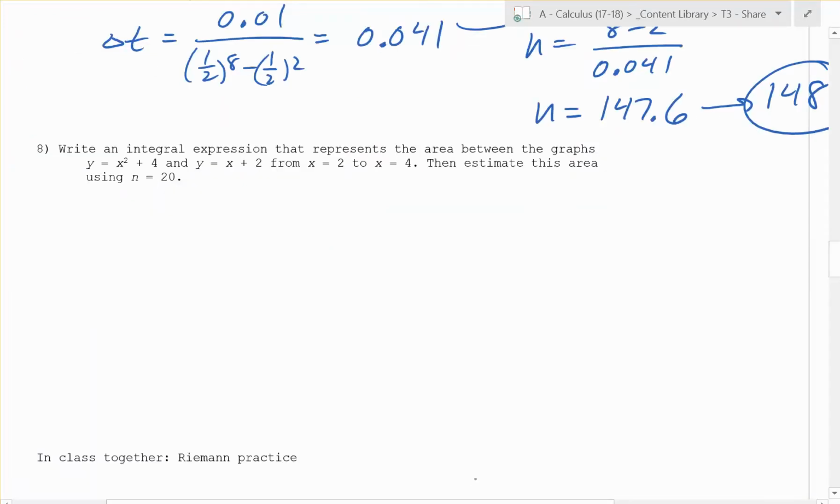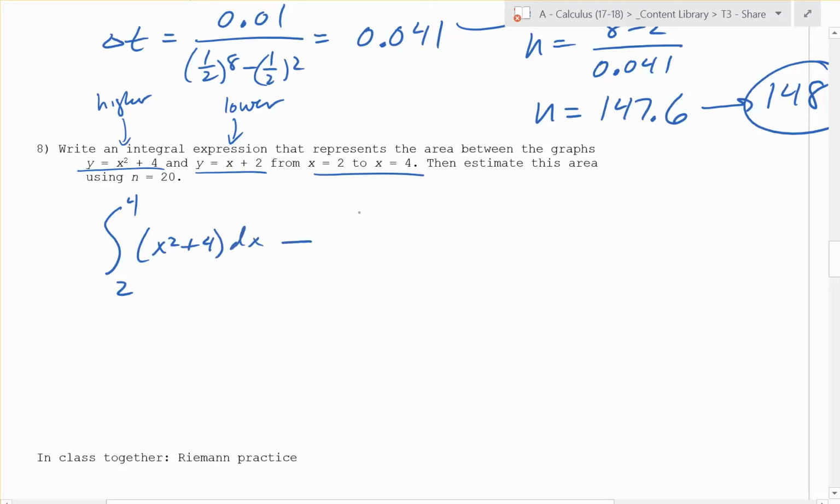So on 8 here, it says write an integral expression that represents the area between those two graphs. So if we want the area between the two graphs, let's do the area under the first one and then subtract the area under the second one. And this first one is higher always on our interval because x squared plus 4 is going to be greater than x plus 2 from 2 to 4. So we do the integral from 2 to 4 of the first one, like this, and then we subtract the integral from 2 to 4 of the second one, like this.